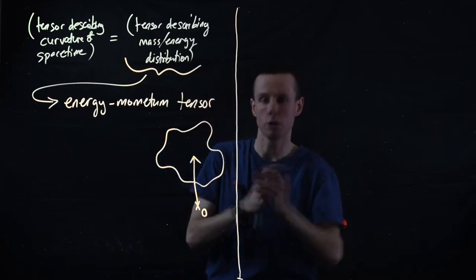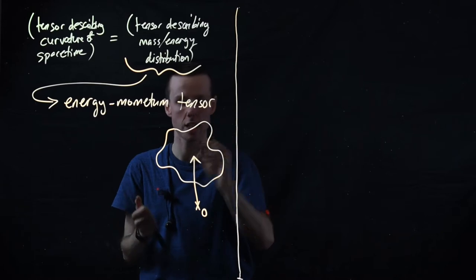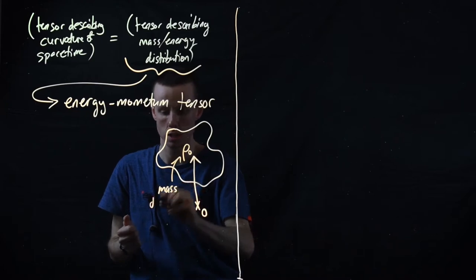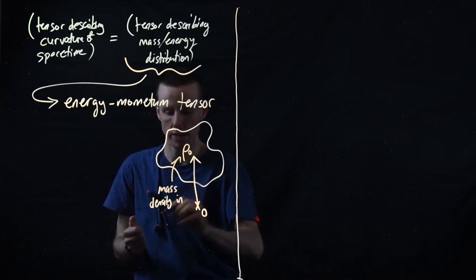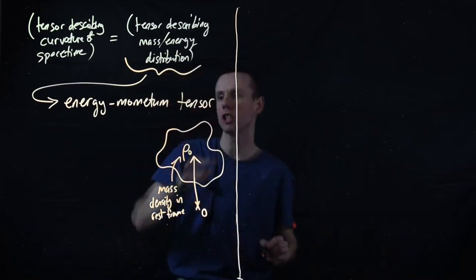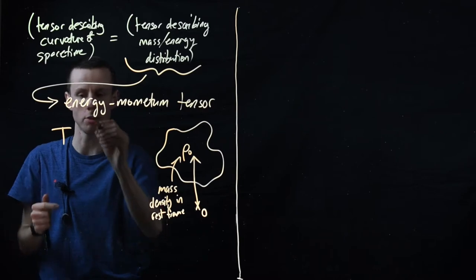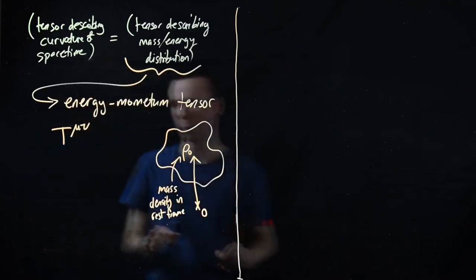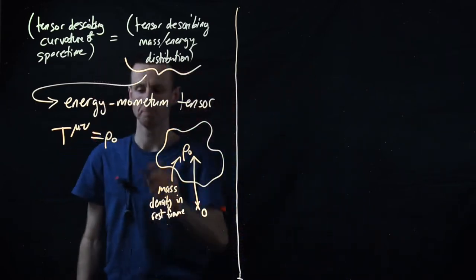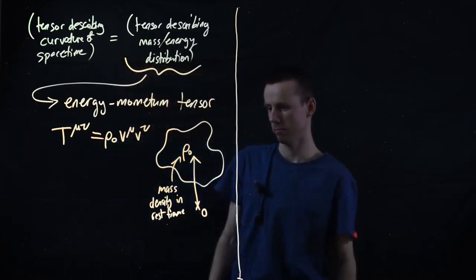And remember that locally we can choose an inertial frame, so it's okay to do that. So choose the rest frame and call the mass density at that point rho 0. So rho 0, mass density in rest frame, the amount of mass at that point. And how is the energy momentum tensor then defined? It's defined like this. So T, we call it capital T, and it's got two indices, and we'll put them upstairs, contravariant form. So T mu nu is equal to rho 0 V mu V nu.